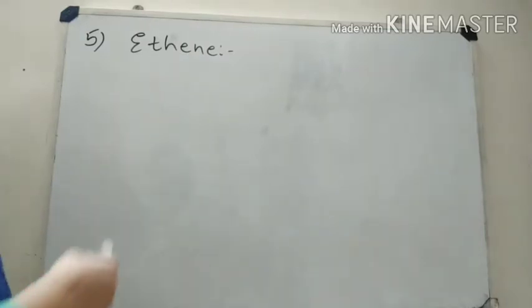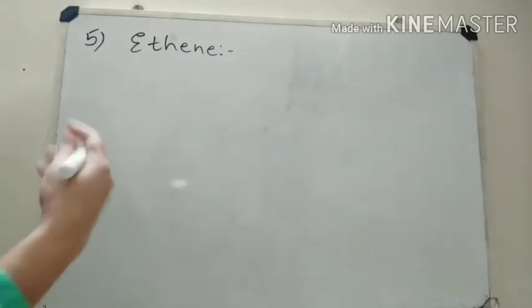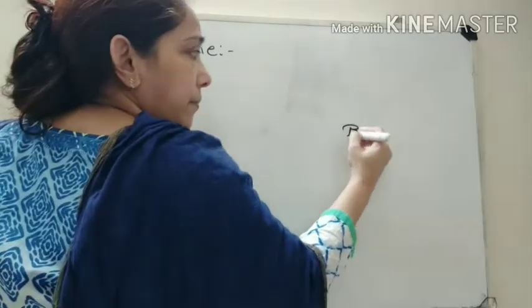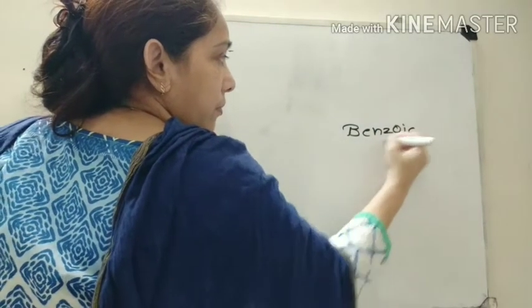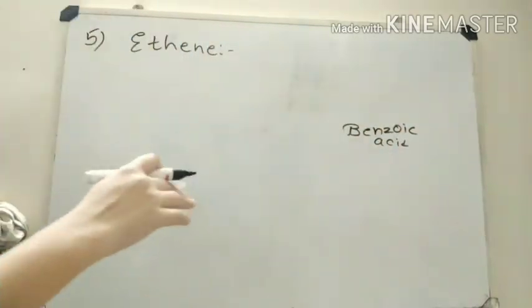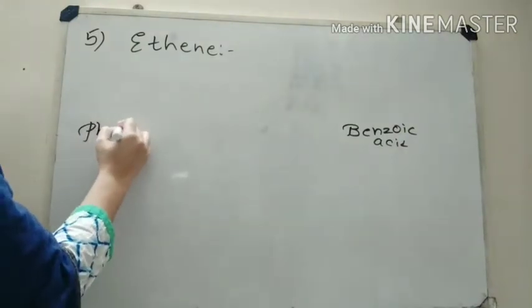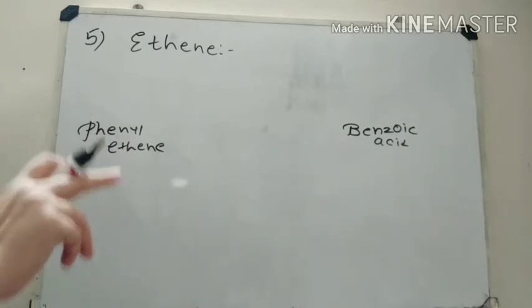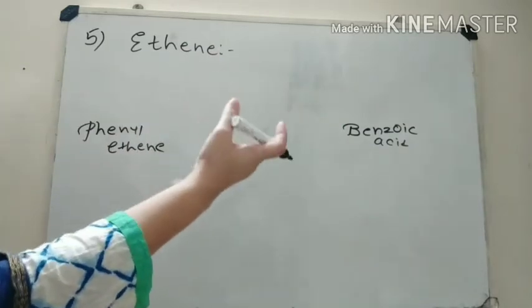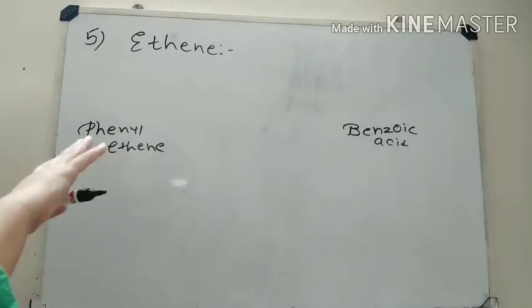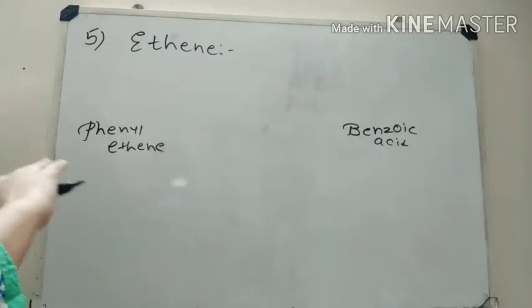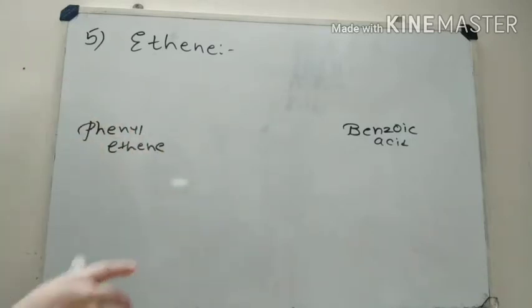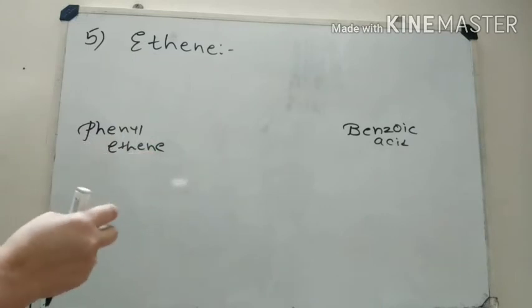The fifth preparation method is from the ethene. Suppose this question can be asked in the exam: how will you prepare benzoic acid from phenylethene? A board exam question was asked like this 2-3 years back. How will you prepare the benzoic acid from the phenylethene? This is only a simple reaction. It's a one-step reaction, with nothing to add. The only thing is how to draw the structure of phenylethene.